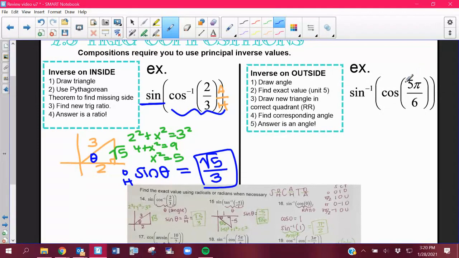Now, the other one, if you have an inverse on the outside when you're looking to find an angle, the first thing you're going to do is, again, look at this inside piece. Ignore the inverse sign for a second. Find the cosine of 5 pi over 6. This is what we did in Unit 5. So the first thing I'm going to do is draw the angle. 5 pi over 6 is in quadrant 2. How did I know that?